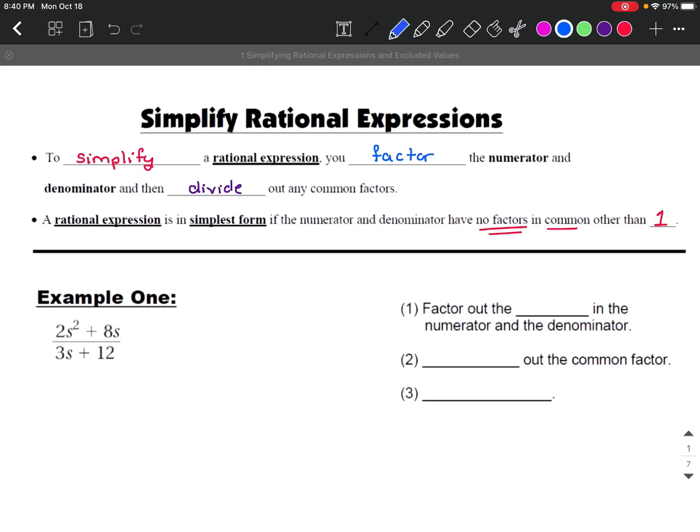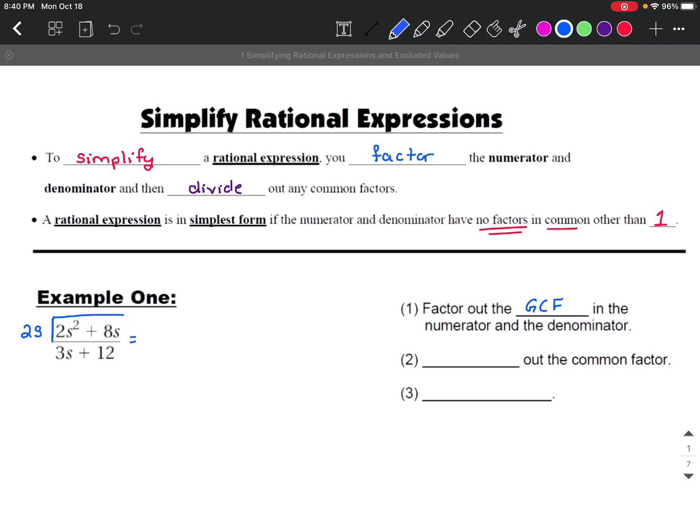Let's see what we're talking about here. We have the fraction 2s squared plus 8s over 3s plus 12. We are going to first factor out the greatest common factor in both the numerator and the denominator. In the top, we have 2s squared plus 8s. What do they have in common? What goes into 2 and 8? That would be 2. Do these terms have a letter in common? Yes, they both have an s.